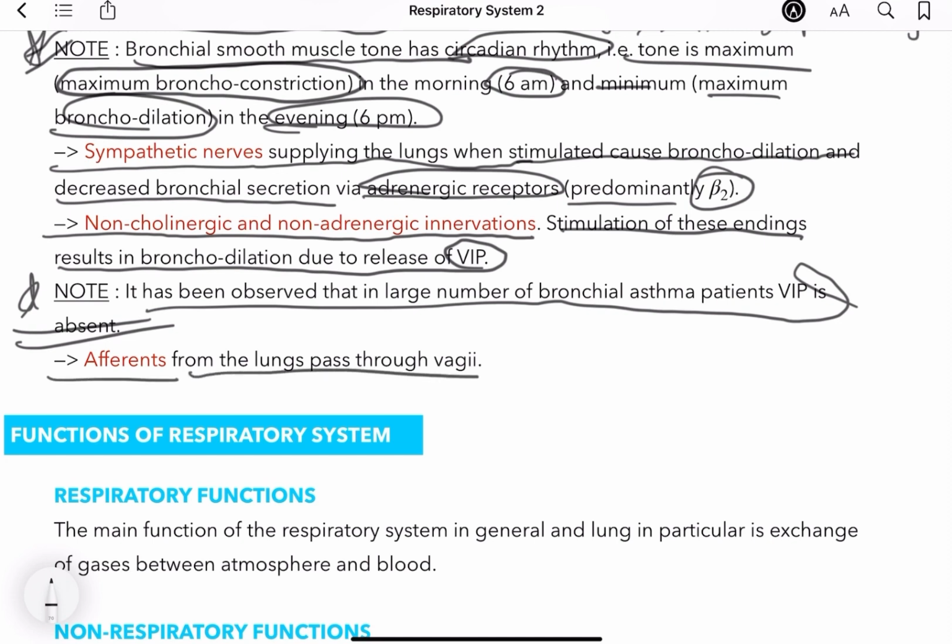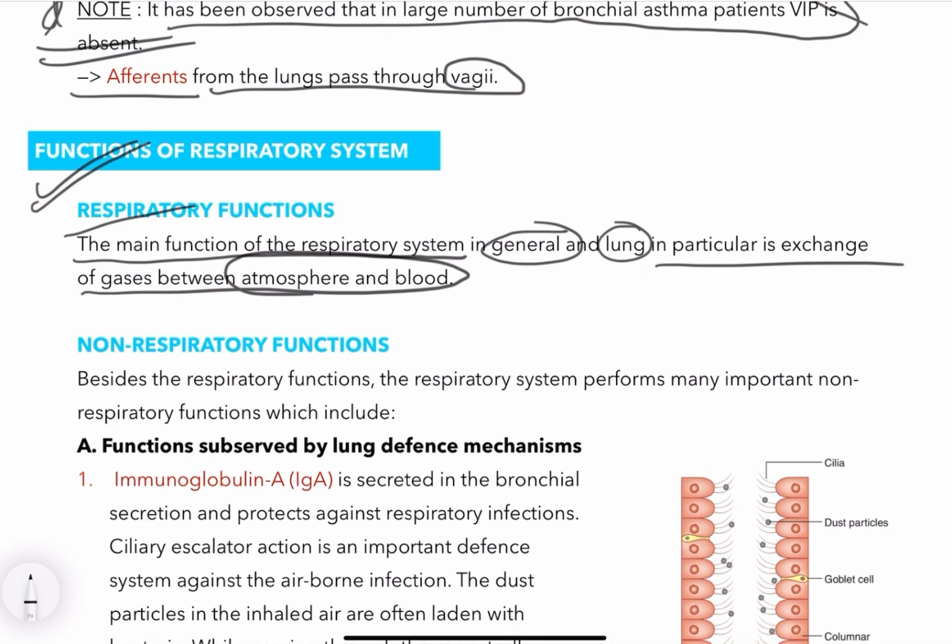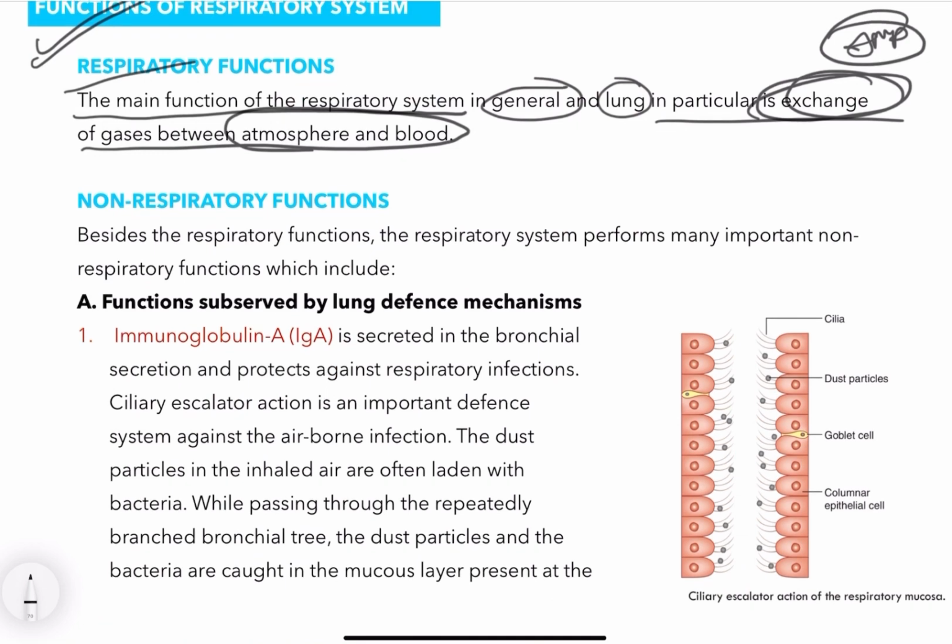Efferents from the lung pass through the vagi. Now, talking about the functions of the respiratory system. The main function of the respiratory system in general, and the lung in particular, is exchange of gases between the atmosphere and blood. So exchange of gases is one of the important functions of the respiratory system.